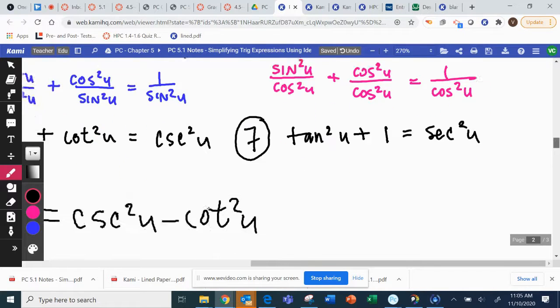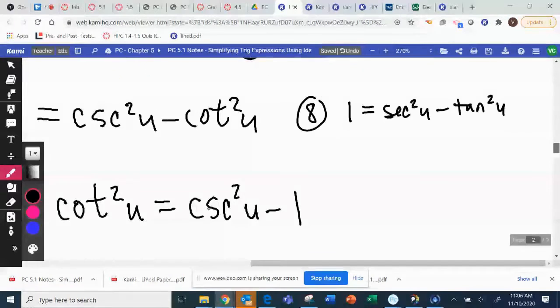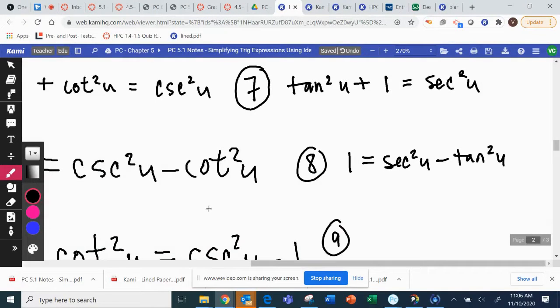Okay, and then for number 8, maybe I will subtract tangent squared from both sides. From number 9, maybe I will subtract 1 from number 7. And again, there's more ways we could still manipulate these.